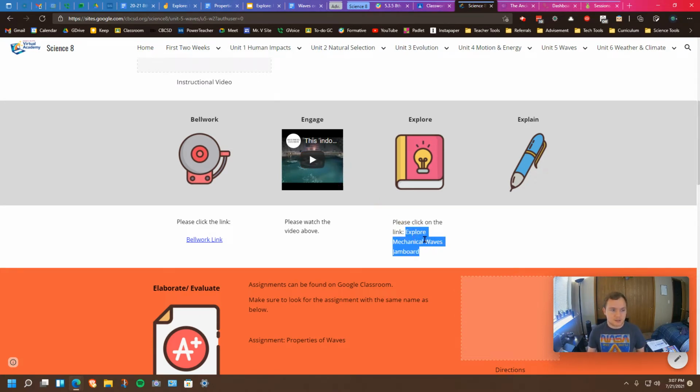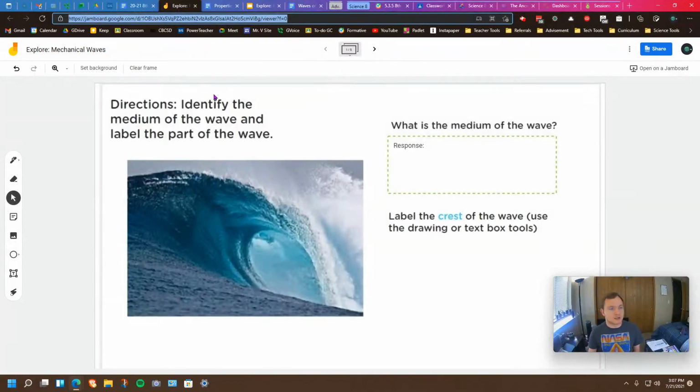After that, there is this explore activity, this Jamboard, because what I've been noticing in years past when I've taught this is that kids start to get really stuck on understanding or identifying what mediums are, which is a vocab word. And so this is kind of some practice for that, and also kind of going through some labeling.